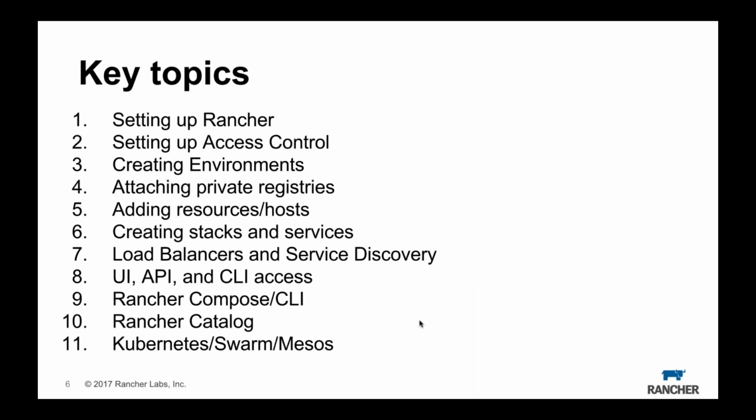So today, what we will be talking about are a bunch of different things that I'll go through after this. So first, we'll set up Rancher. Once again, that is Rancher 1.6.10 that I'll be using today. And we'll be talking about access control. So this is so that the rest of the world can't access your Rancher instance. We'll be talking about environments and what those are. We'll be talking about private registry. So for instance, if you have Docker Hub or Quay or something like that, and you have private registries, we can talk about that. We'll talk about adding resources and hosts.